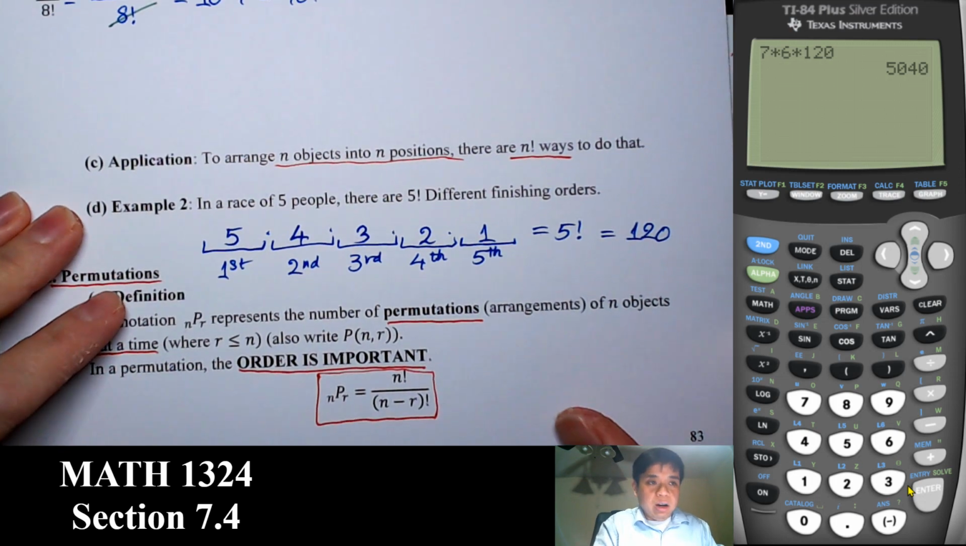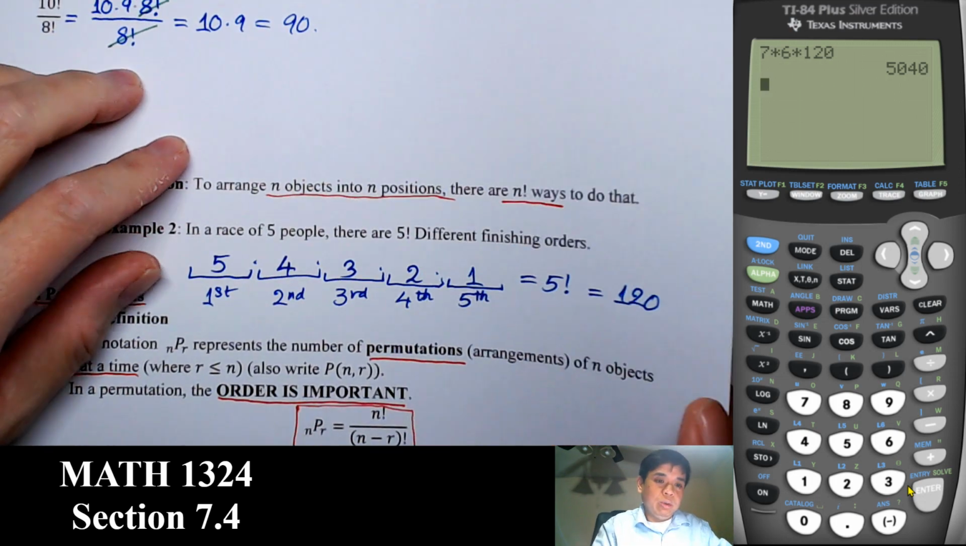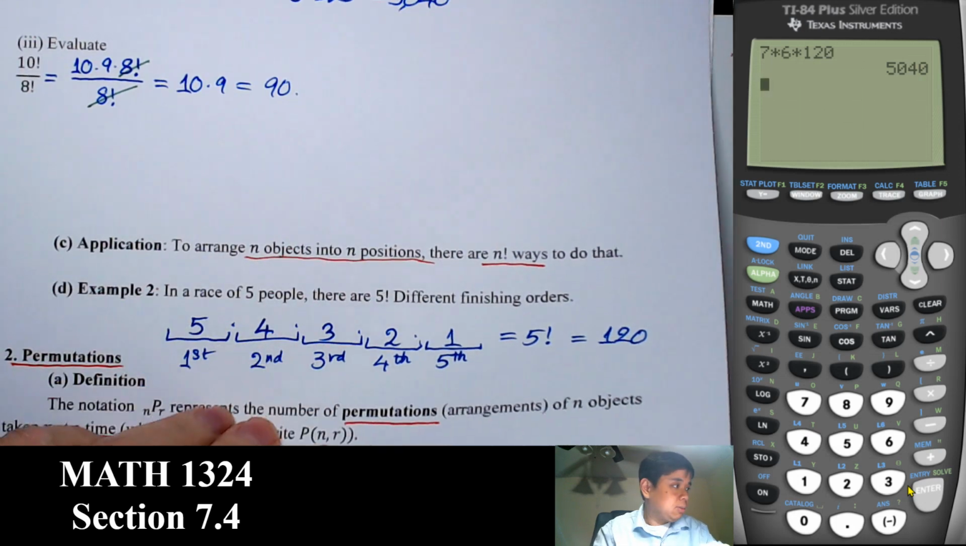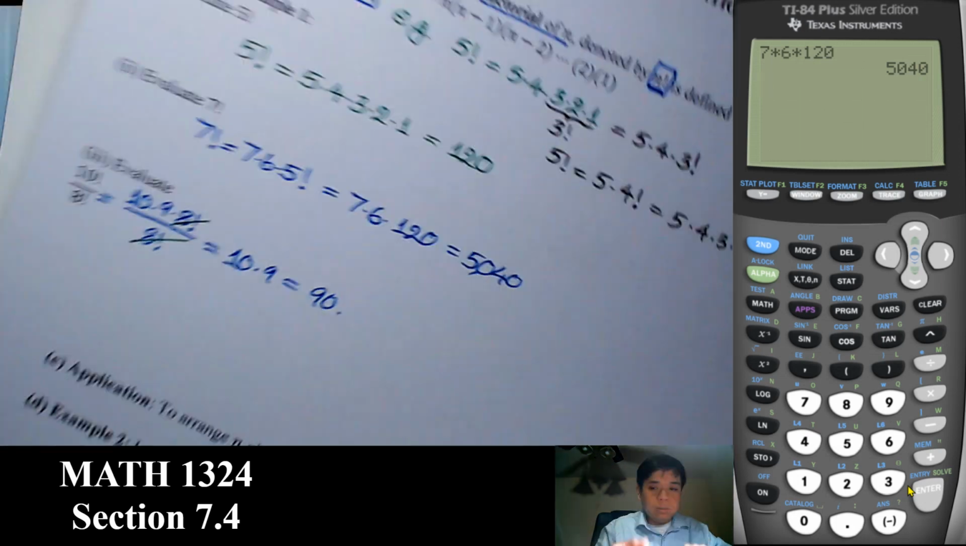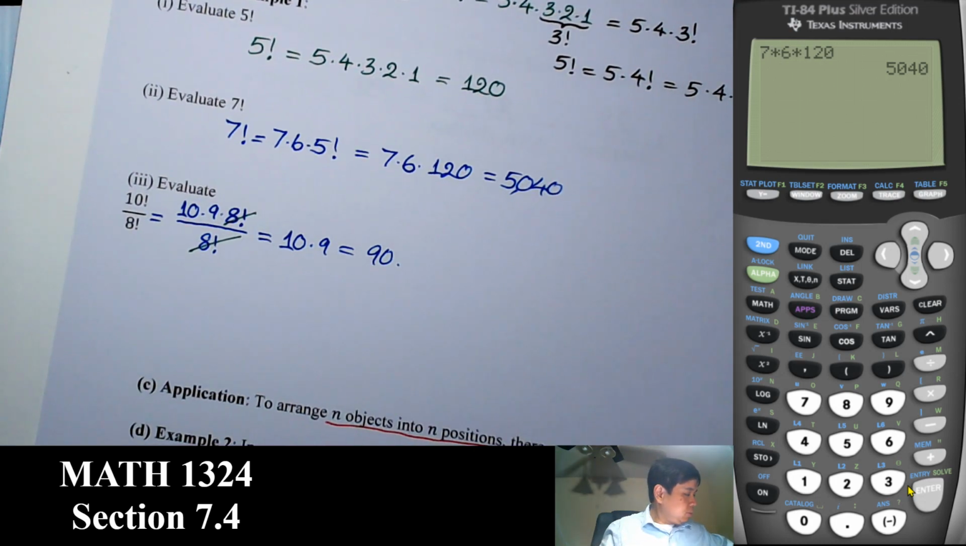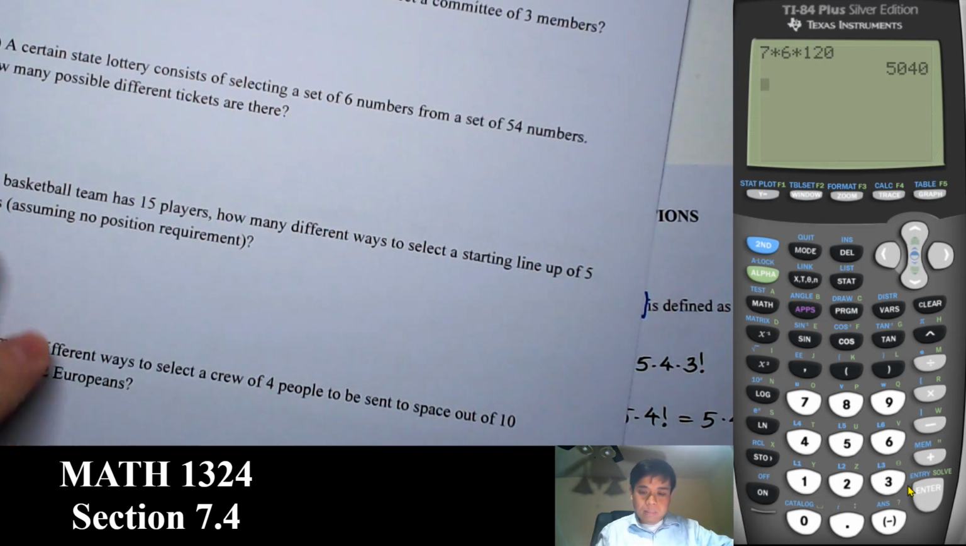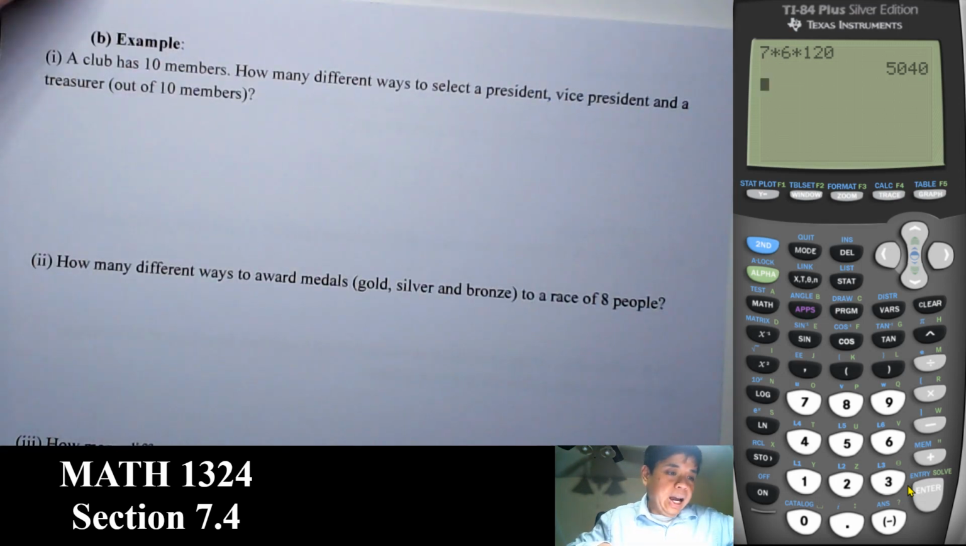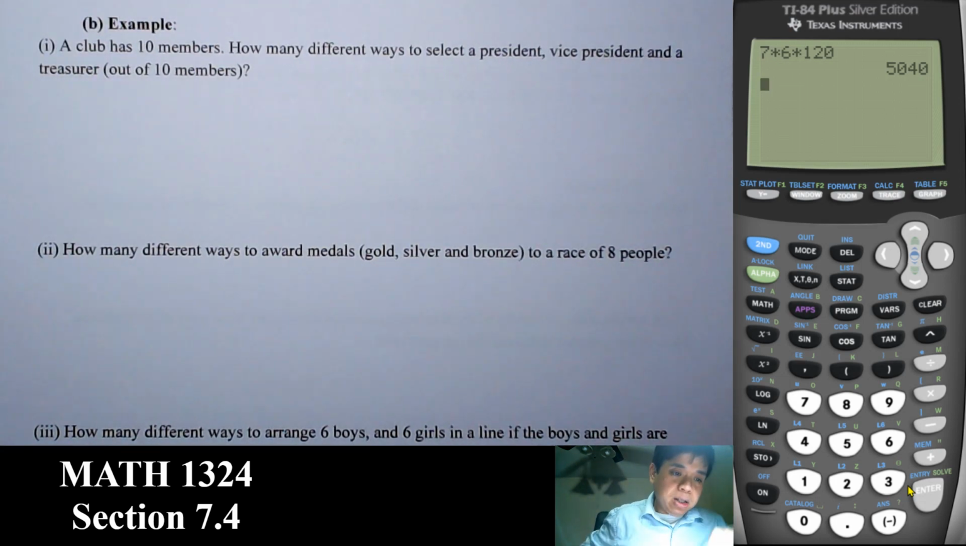Let's just jump to one example, and then we'll see how that works. A club has 10 members. How many different ways are there to select a president, vice president, and a treasurer out of 10 members? Of course, a person cannot hold more than 1 role.